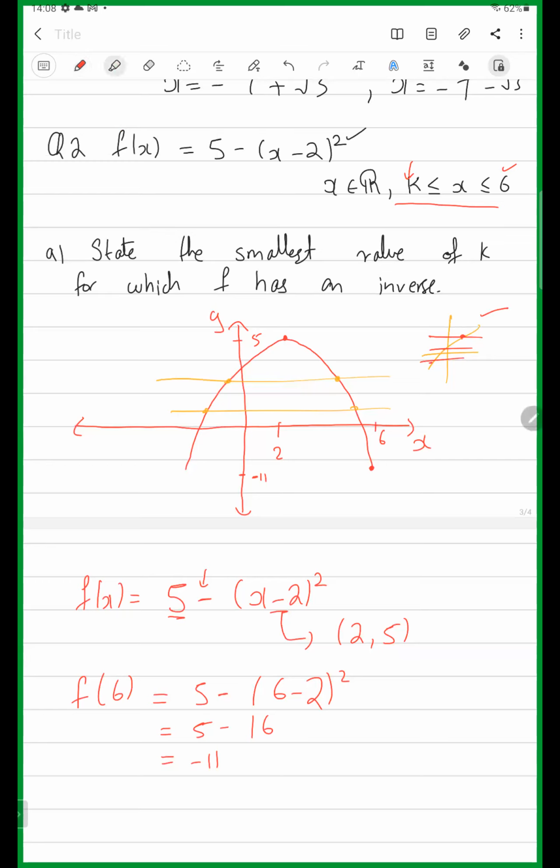Now, through the horizontal line test, you know that this function on its own is certainly many to one. And in order to have an inverse of a function, you want it to be a one to one function. So you need the smallest value of k for which this would be a one to one function. That is basically going to be this part of the graph, if I erase the other part.